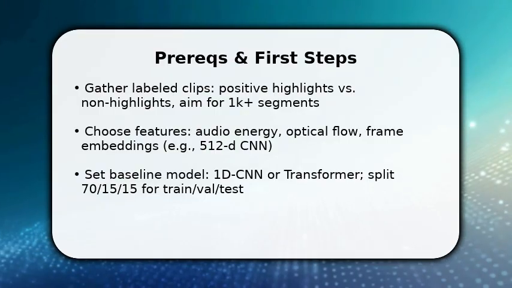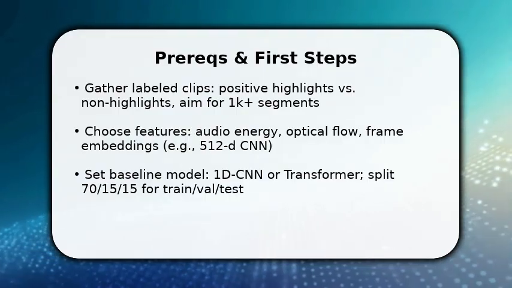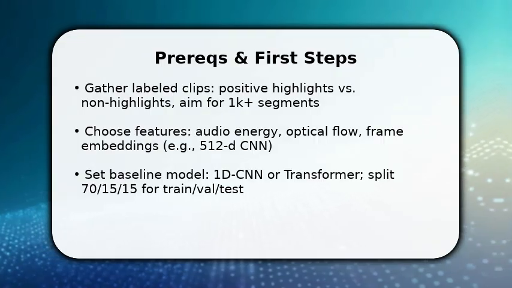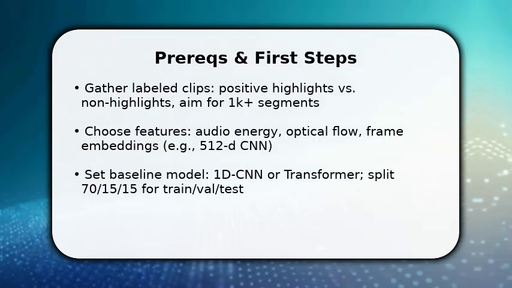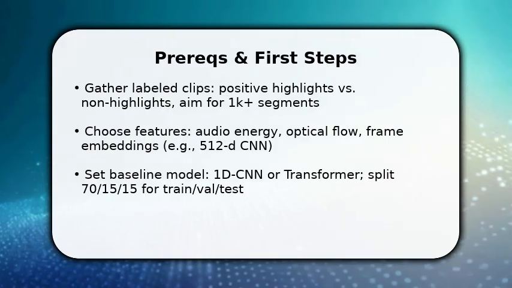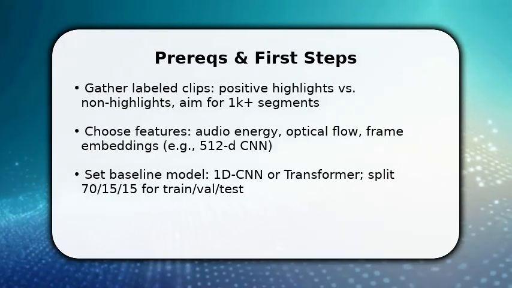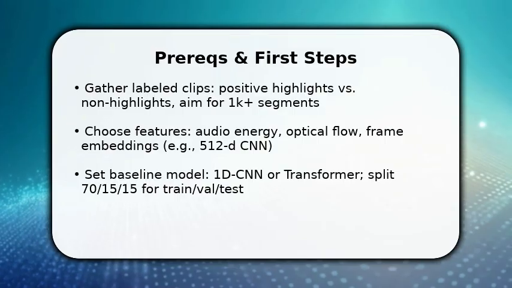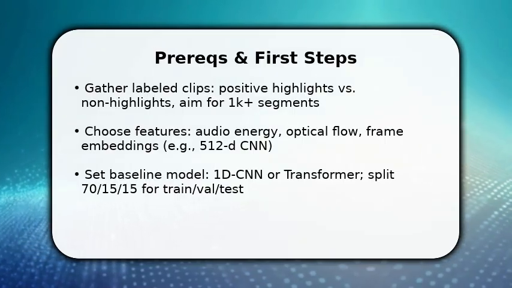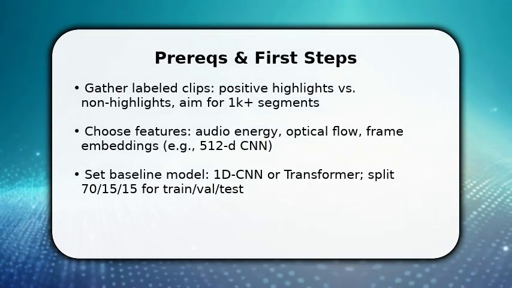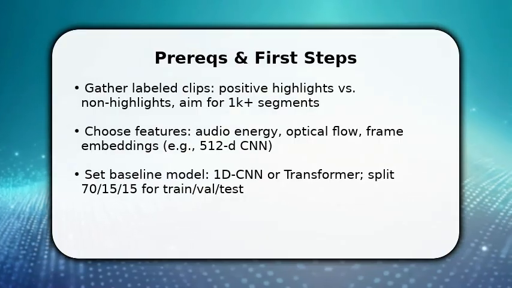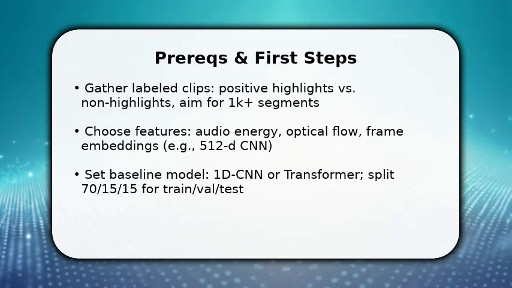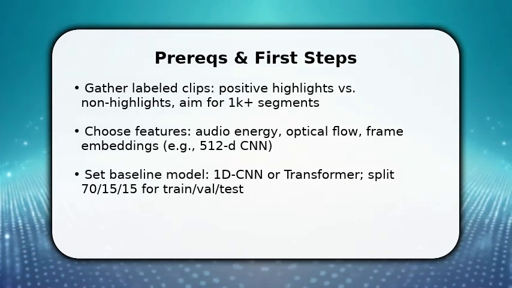You start by preparing data and lightweight tooling so you can iterate fast. Collect 1000 plus labeled segments and extract audio energy, motion vectors, and CNN frame embeddings because they capture salience. Once labeled, partition 70/15/15 to avoid leakage, and set up a baseline 1D CNN or small transformer to predict highlight probability. This gives you a working pipeline immediately. You'll refine features and architecture after validating that the baseline learns useful patterns.